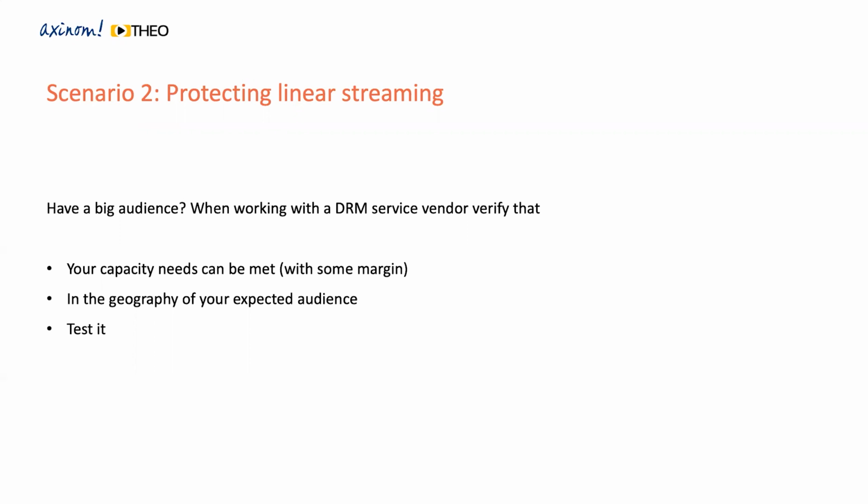With Axinom DRM, for example, we offer guaranteed capacity. This means that our service is guaranteed to be able to deliver X licenses every second for an extended period of time, and that's an X that you define. And regarding geographies, we have Axinom DRM license services in data centers across the globe, in South America, North America, Europe, Asia, Australia. So close to all the audiences worldwide. And we do least latency routing to bring down the round trip times and to provide the best user experience.